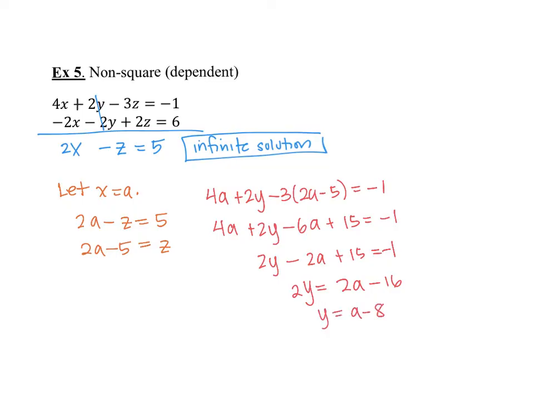If you get fractions, don't panic. It's very common to get fractions on these. I try to pick the variable to represent a to make it easier, but it does not always work out. Okay, and so there are infinite solutions, but I can represent that by this ordered triple, and I could plug in any real number for a, and it would give me some point that lies on the line where these two planes intersect.